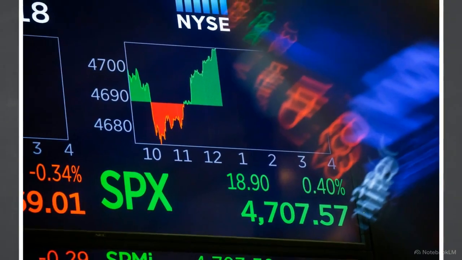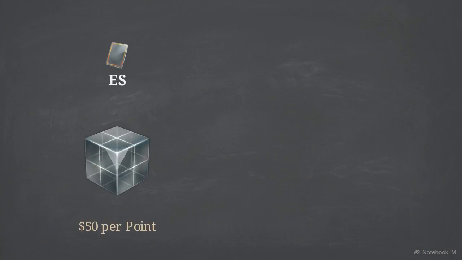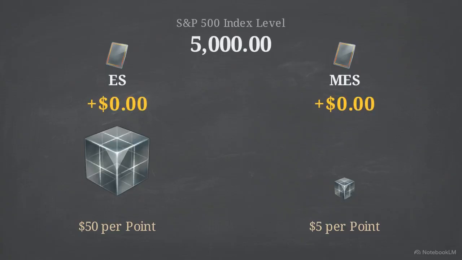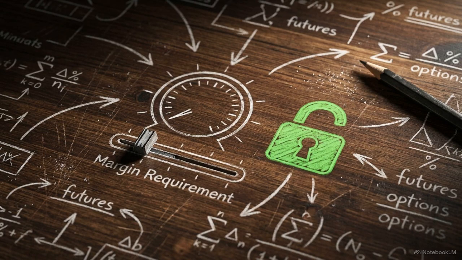Let's look at the S&P 500 index. You can trade the standard E-mini S&P 500 contract, known by the ticker ES, or you can trade its smaller counterpart, the micro E-mini, the MES. The math scales directly. With the standard E-mini, every single point the S&P 500 moves changes your account balance by $50. The micro E-mini is exactly 1/10 the size, shifting your balance by just $5 per point. That reduced tick value means the broker requires far less margin to hold an open position.